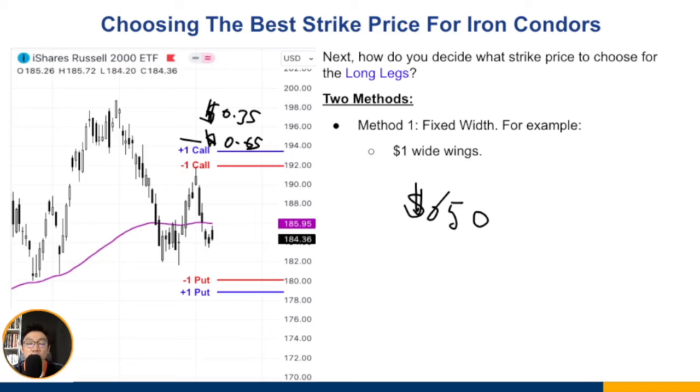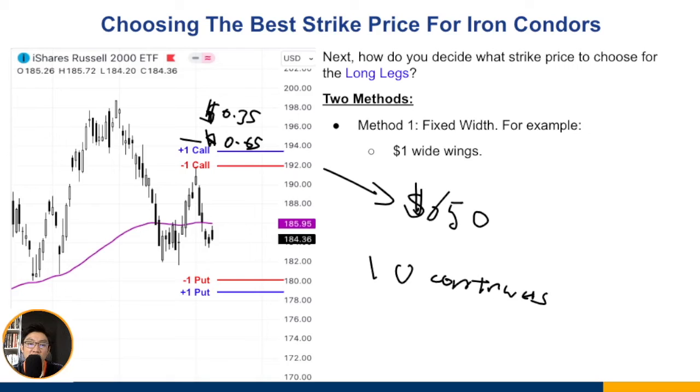So how many contracts can you trade to make up this $650 in terms of the risk? Well, the answer would be 10 contracts, right? So this is what a lot of people do. They basically just put on many contracts and have a very tight wing Iron Condor. Now, I'm not a big fan of this, and I've mentioned this in many other videos as well.